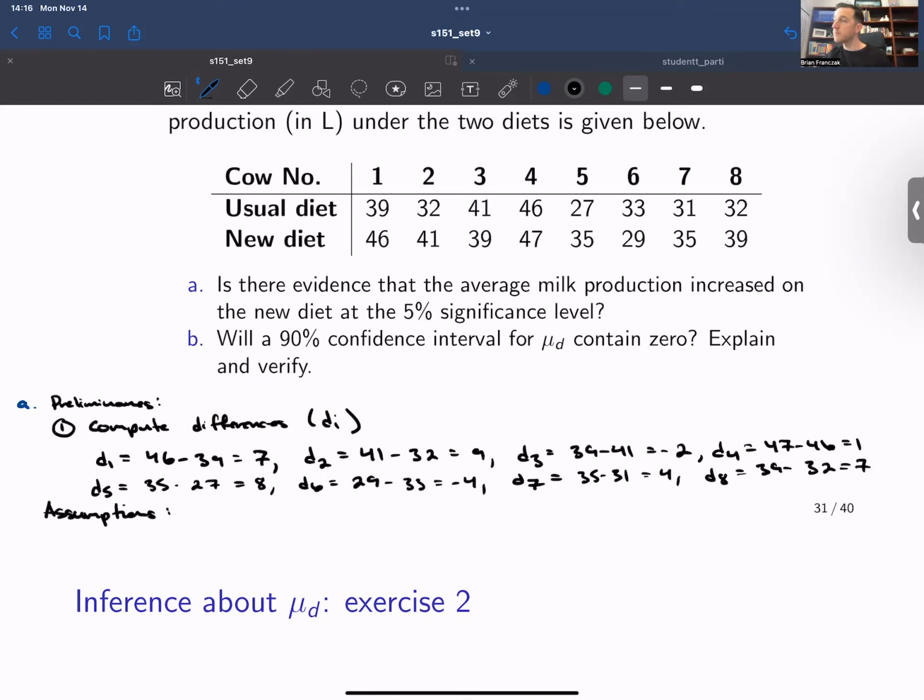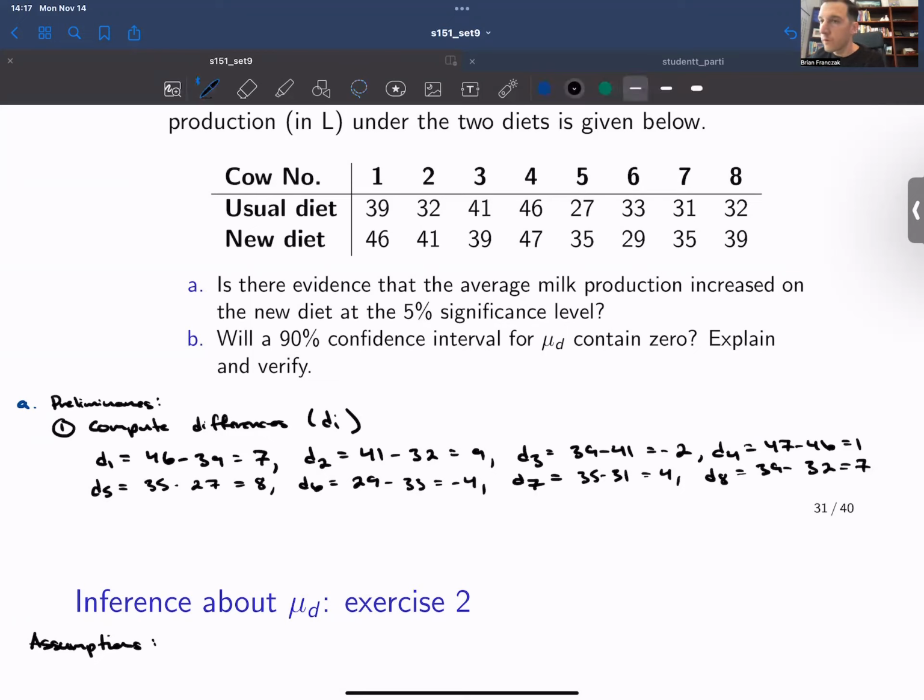Just making sure I didn't make any mistakes. Okay, so these are now the differences. And what's going to happen here is we are going to perform a hypothesis test on these differences. So really, again, what we're doing here is once we have constructed the differences, and the direction that we do this does matter, we are simply running a one sample test on these values.